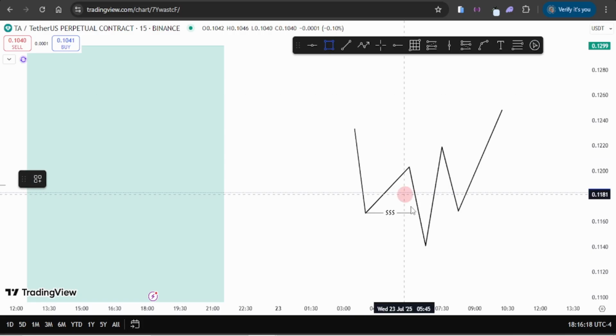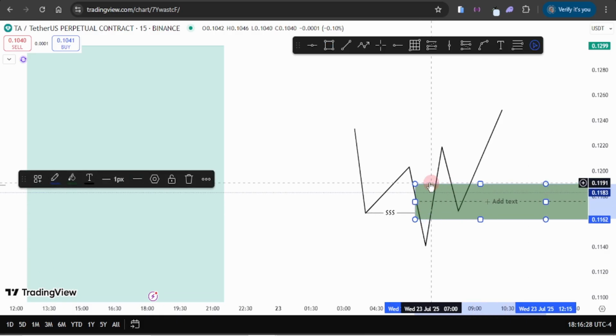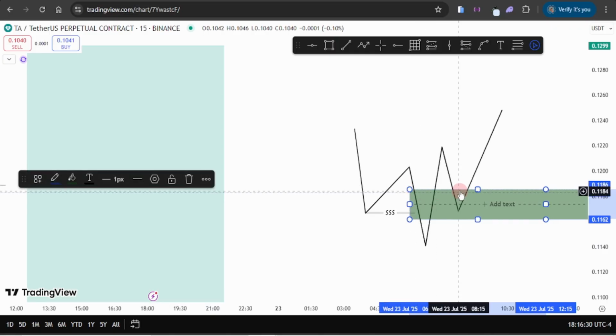So inside this leg that took this low, we are going to be looking for our inversion fair value gap here. Okay, so this is the leg that usually has the inversion fair value gap. It's a fair value gap.